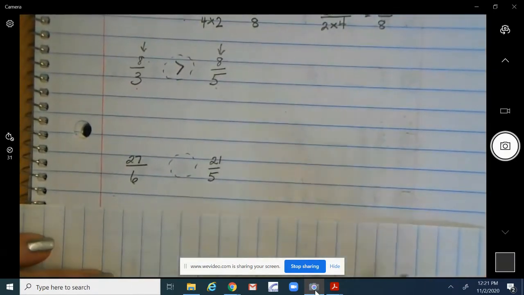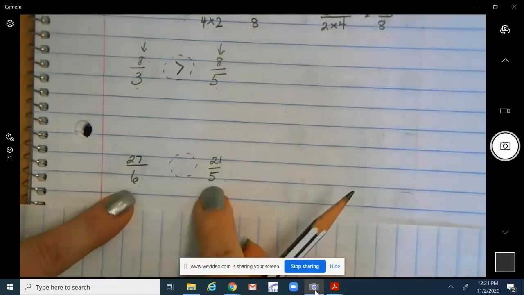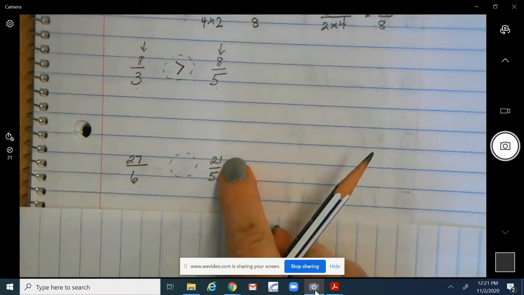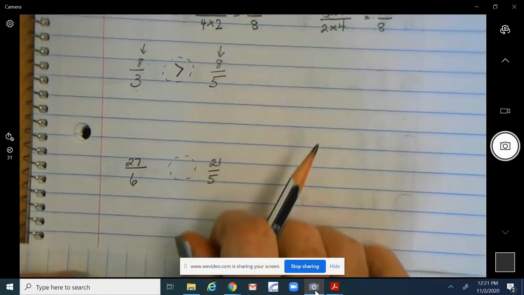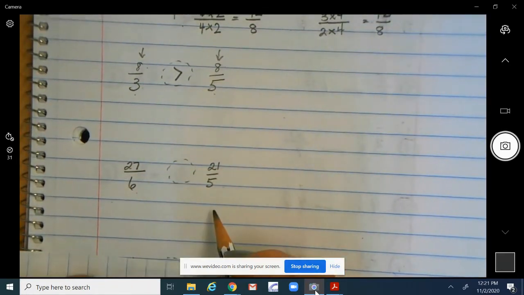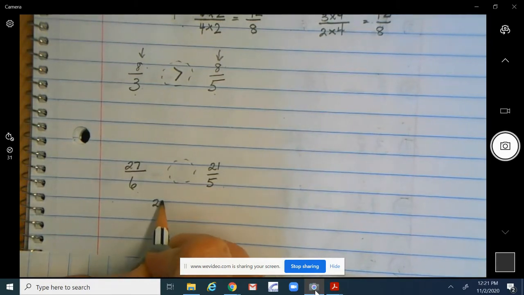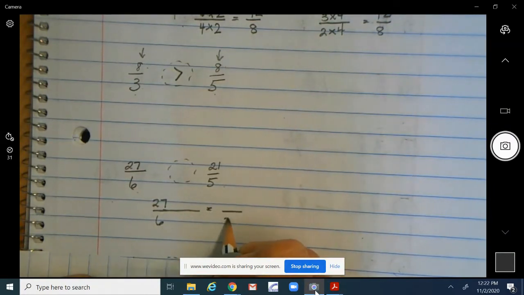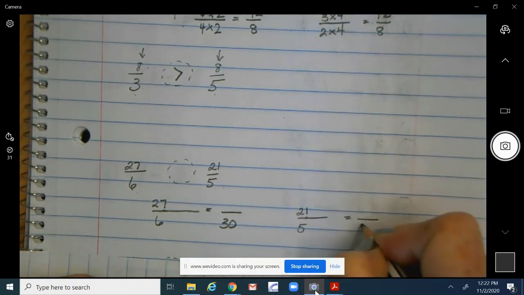One more down here. I have 27/6 and 21/5. I look at my denominators, not the same. Look at my numerators, not the same. Oh goodness. That means that I have to find a common denominator. Again, 6 and 5 are small. I'm going to multiply them. I'm going to get 30. So I have to change 27/6 into 30ths. And I have to change 21/5 also into 30ths.